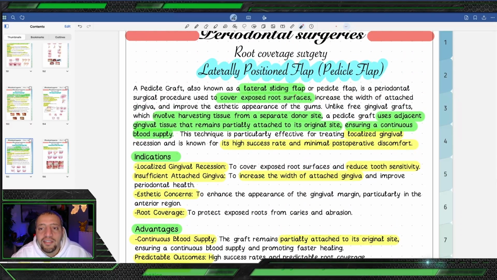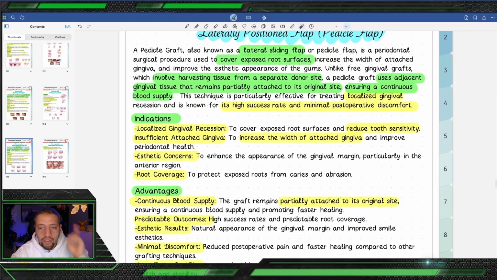Okay, so lateral sliding flap or pedicle flap to cover exposed root surface. Unlike free gingival graft, which involves harvesting tissue from a separate donor, we are going to use adjacent gingival tissue that remains partially attached to its original site, ensuring continuous blood supply. Particularly effective for treating localized gingival recession and is known for its high success rate and minimal post-operative discomfort. So it's only one surgery site. It's not donor and recipient, because you cannot consider donor and recipient when the soft tissue is still connected to the original location.